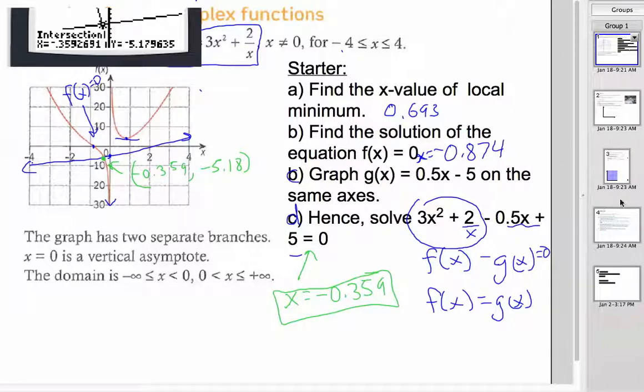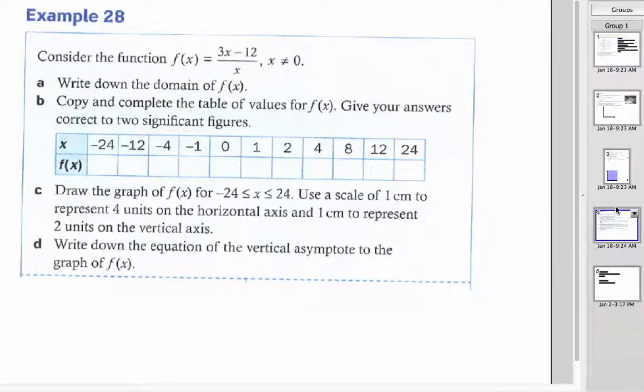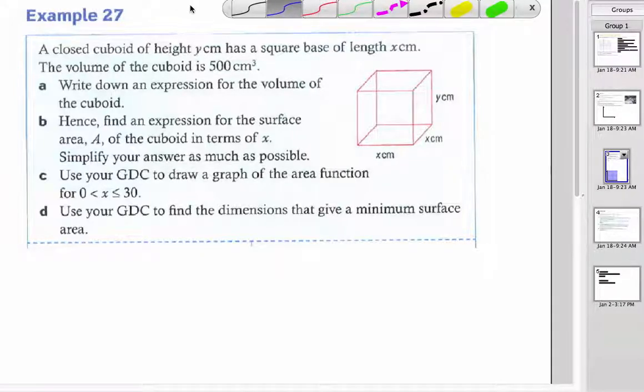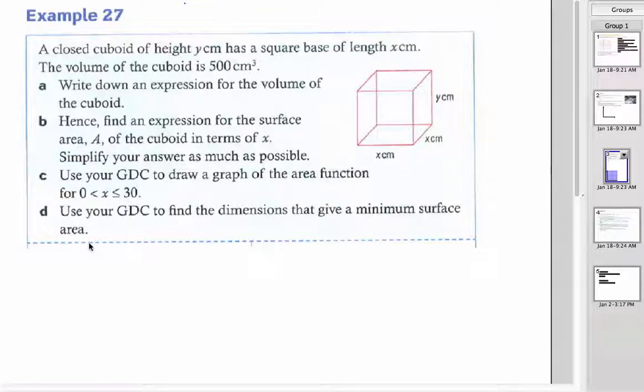Okay, on to another example. In this example here, we have a cube, or cuboid, so these are not necessarily all the same. It has a square base of x centimeters. The volume of the cuboid is 500 cubic centimeters. Write down an expression for the volume of the cuboid. So the volume is going to be just x times y, which equals x squared y.